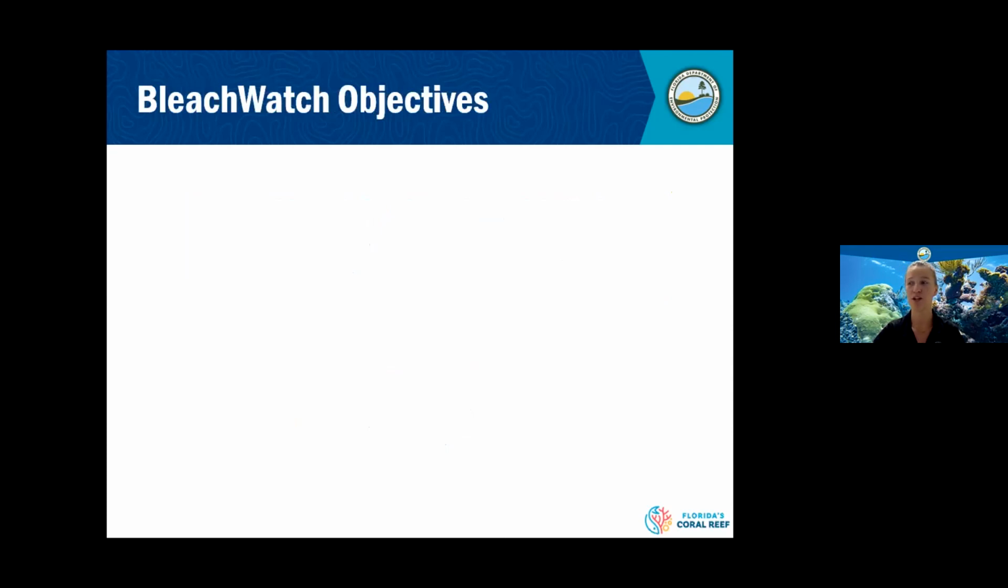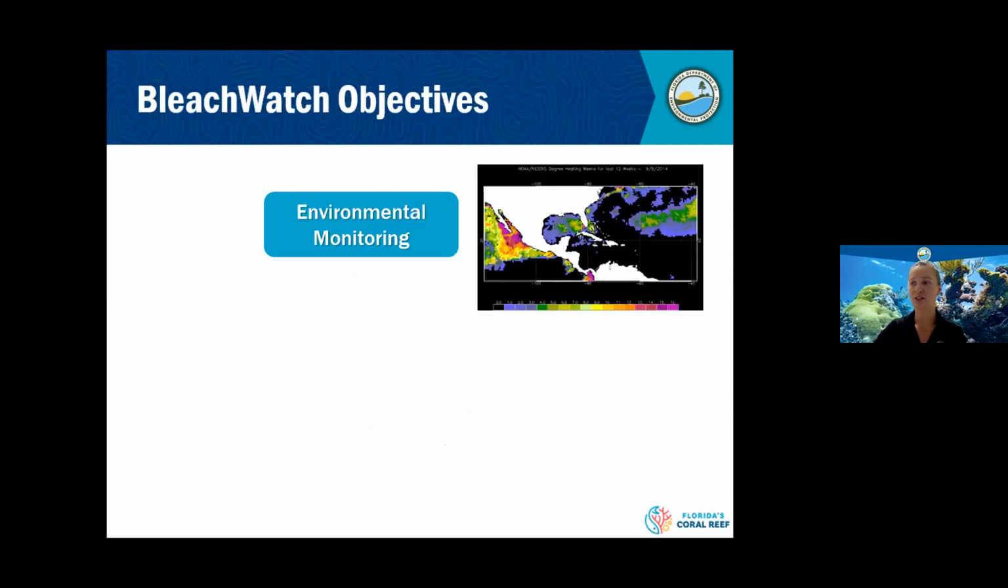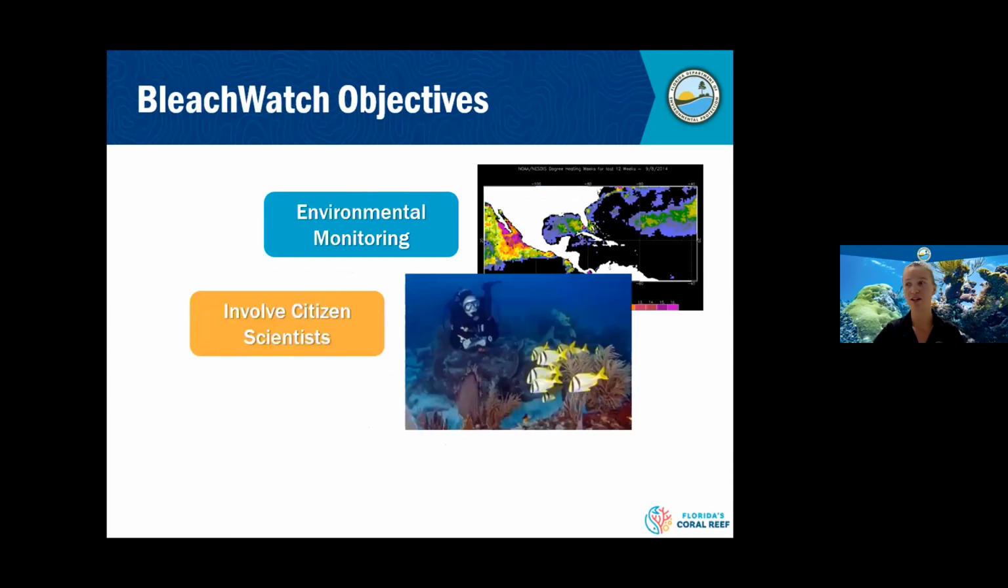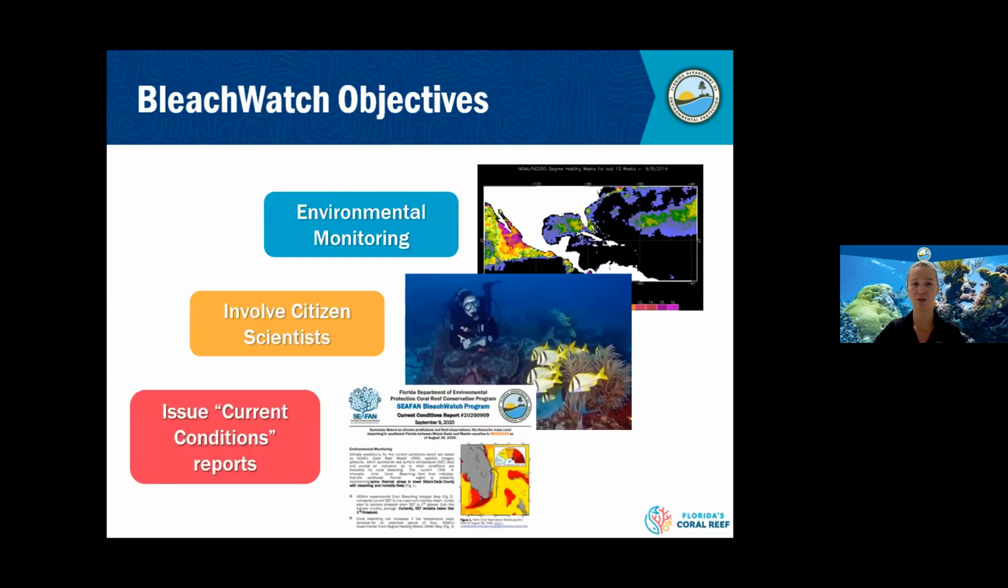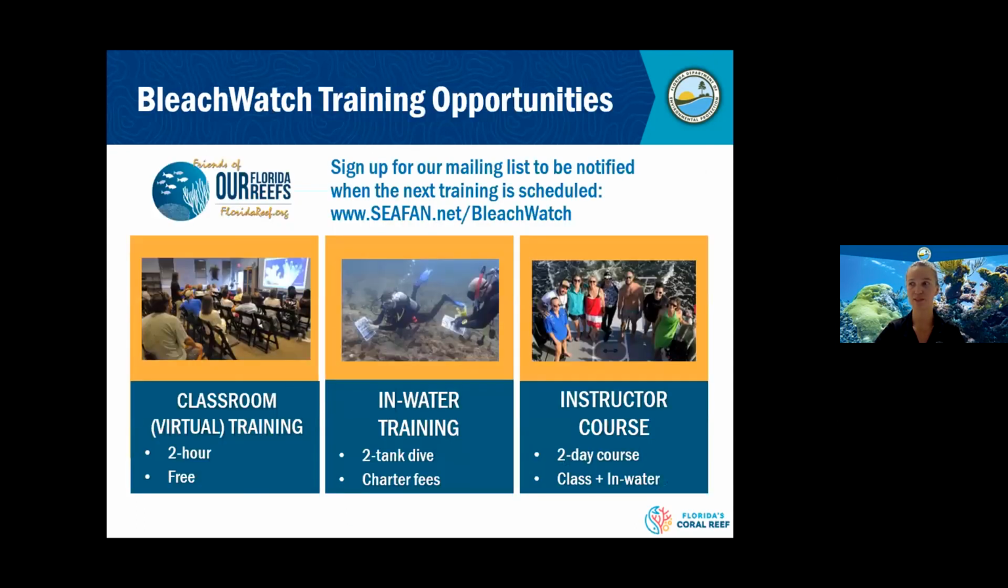So the goal of Bleach Watch is to provide an early warning alert for coral bleaching by monitoring climate and sea temperatures, involving the community in assessing the condition of coral reefs, and then combining all that information to produce current condition reports in the region. So that gets sent out to anyone who's interested, but also to resource managers who can use that information to help protect our reefs.